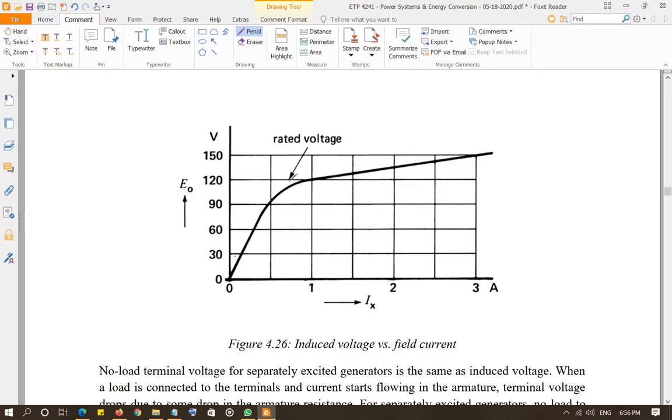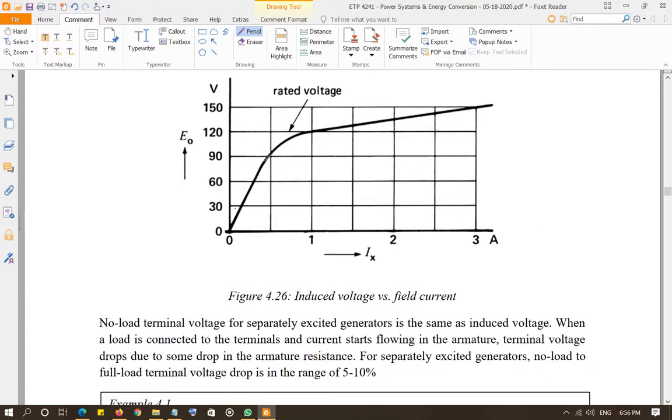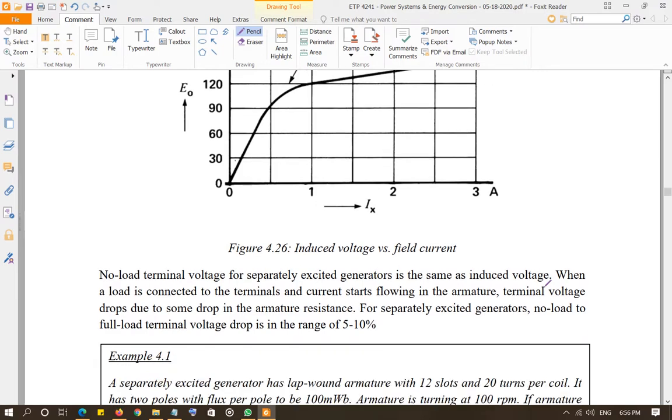So somewhere around the knee of this curve, you have the rated voltage, about 120 volt DC, and based on how much flux is being produced through the field, you can find out how much induced voltage is there. So again, as we discussed, no load terminal voltage is going to be the same as induced, and when it is running at full load, then the terminal voltage is going to be about 5 to 10% different than the induced voltage, because some voltage is going to be dropped in R naught.